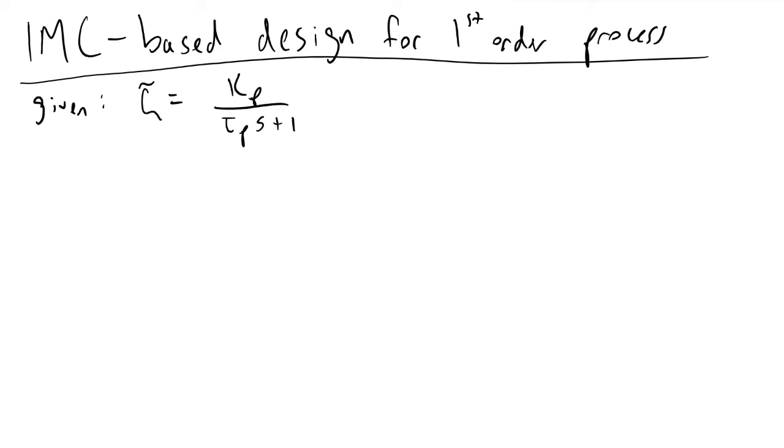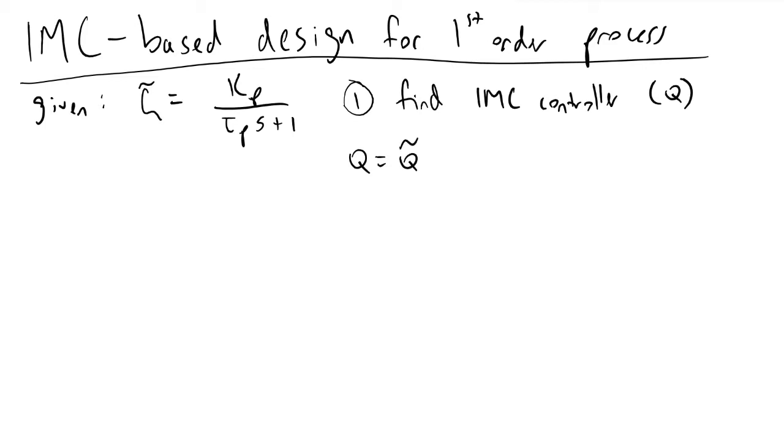And so the first thing you do is find the IMC controller, and I abbreviate it Q. And what Q is equal to is this. We've got Q is equal to Q tilde times some filter I refer to as F. And Q tilde is equivalent to the given internal model minus, so subscript minus, and this refers to the stable part of the model.